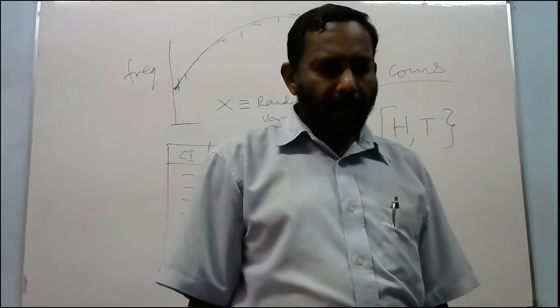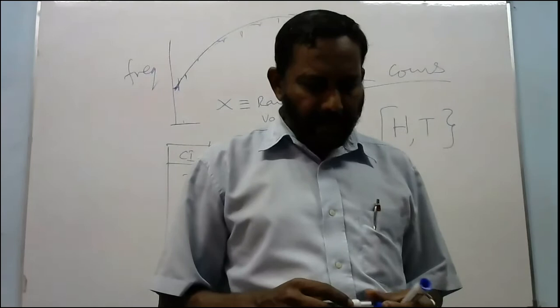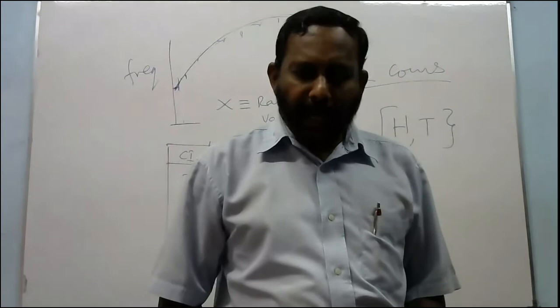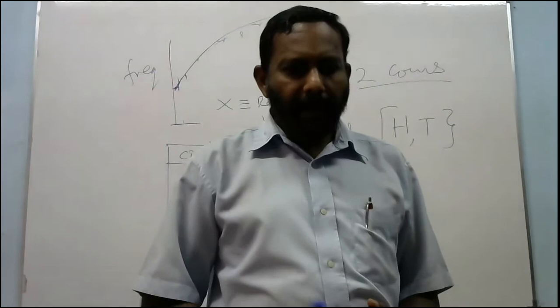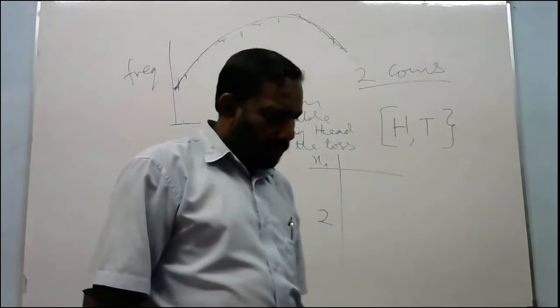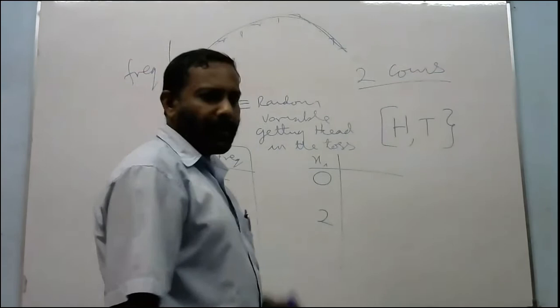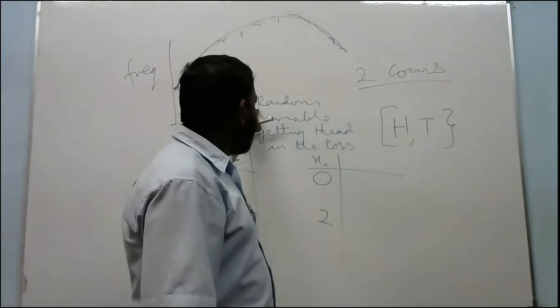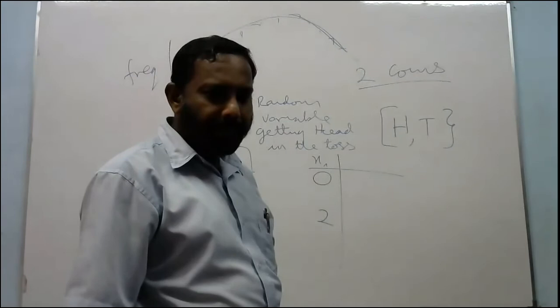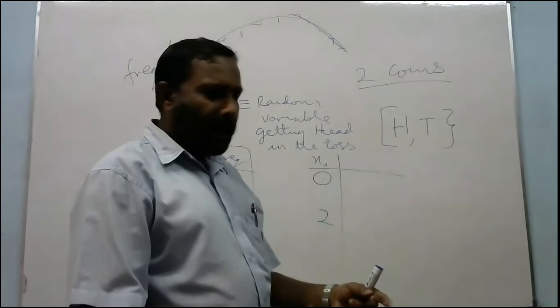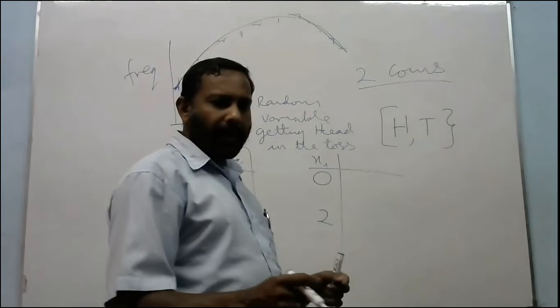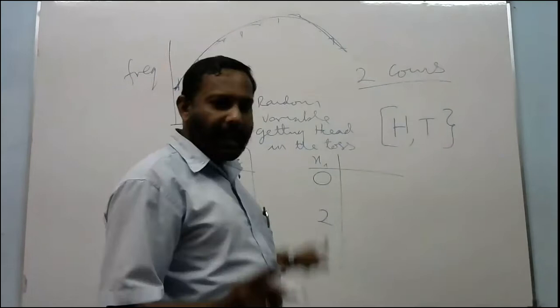What about other times? 0 times, is it possible? When you toss a coin 2 times, can we get both times tail? If we get tail both times, what is the outcome of head? 0. So we may have a chance to get 0 also as the outcome. Head is the target random variable for us. So what is the other possibility? Out of 2 tosses, there may be a chance of no heads, that is 0. What is the other possibility? Getting 1 head. Or getting both coins as head, that is the maximum, 2.